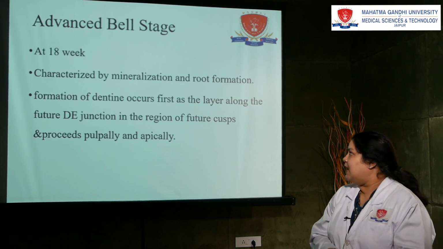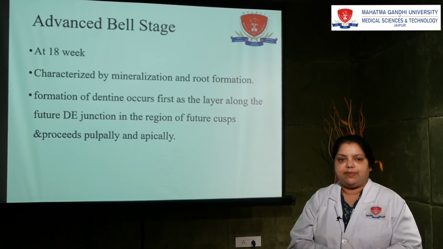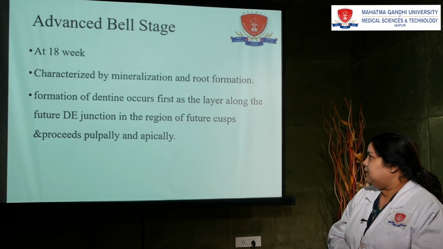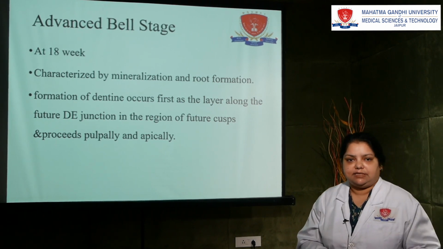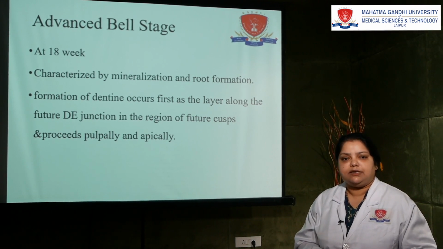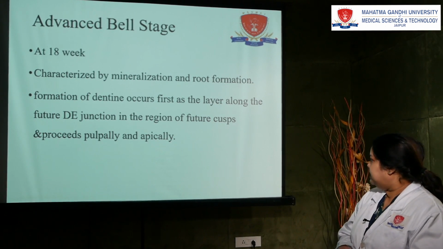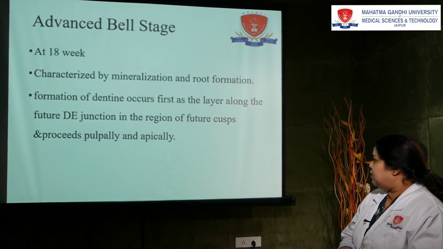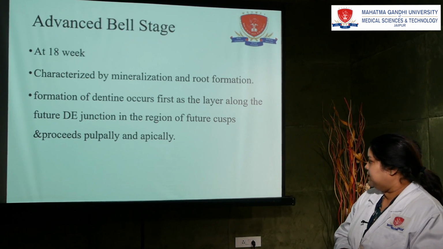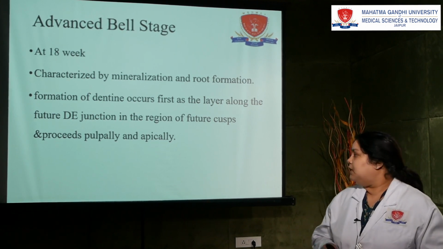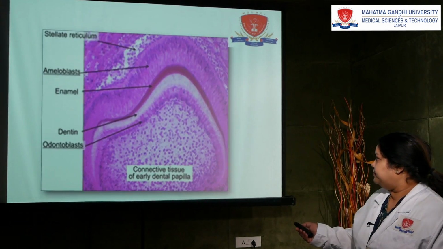Now, coming to the last stage, that is the advanced bell stage. It begins at the age of the 18th week. It is characterized by mineralization. So, there will be the deposition of the dentine followed by the deposition of the enamel in this stage. The formation of the dentine occurs first as a layer along the future dentino-enamel junction in the region of the future cusp and proceeds pulpally and apically.